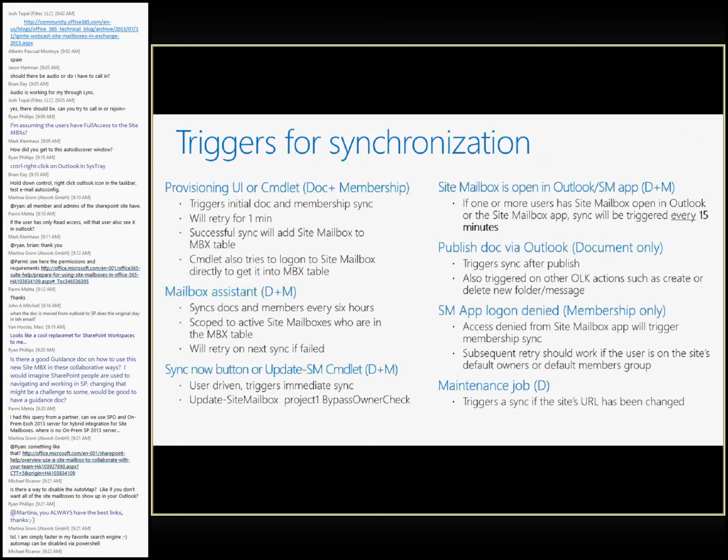Okay, so wherever you see a D and an M, D stands for documents and M stands for membership, because I said the synchronization has different sections. So when you do a sync, you're actually synchronizing a document, you're synchronizing a membership, and there is one more type of synchronization, which is actually a maintenance cycle, and that also runs when you click on sync. Okay. So that brings me to the end of the site mailboxes.